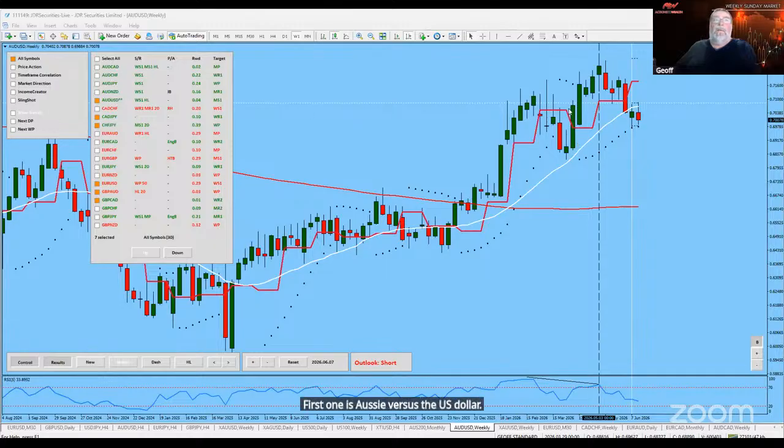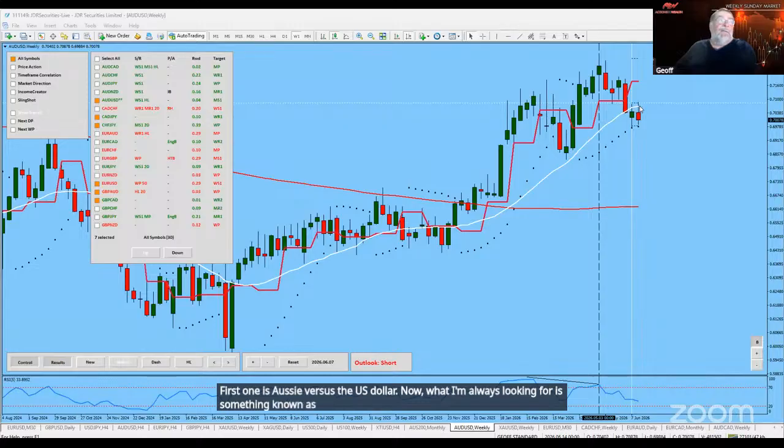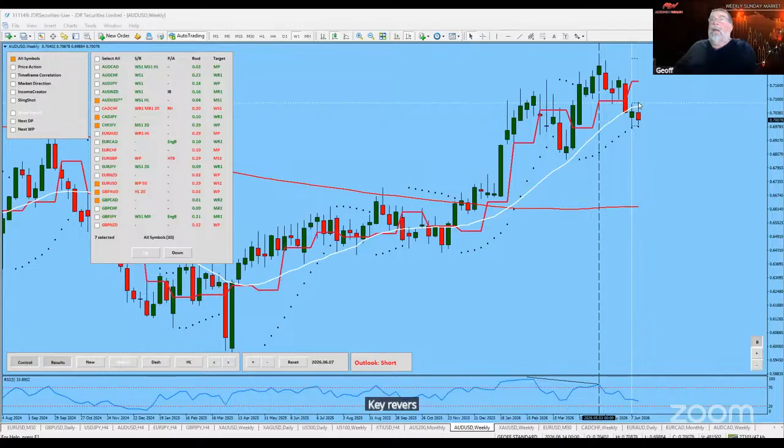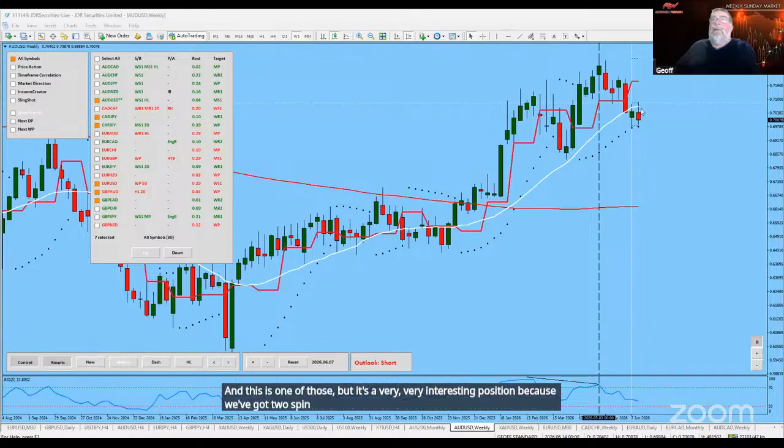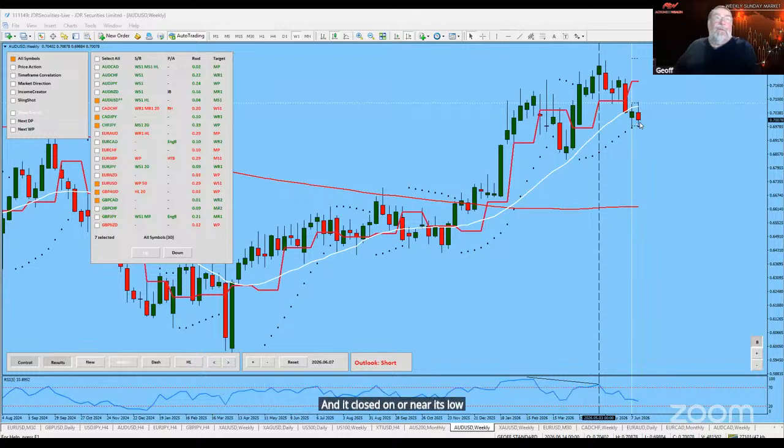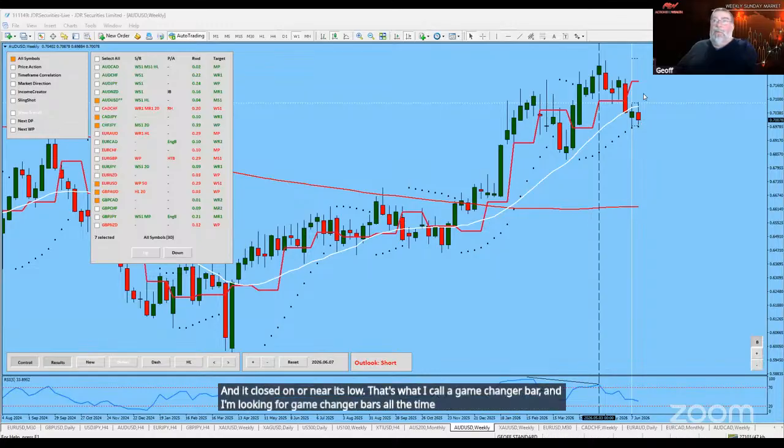Now, what I'm always looking for is something known as a key reversal bar. And this is one of those, but it's in a very interesting position because we've got two spinning tops back to back here. The definition for mine of a key reversal bar is a bar whose high is higher than the previous and it closed on or near its low. That's what I call a game changer bar, and I'm looking for game changer bars all the time, especially on the weekly chart, to give me a directional bias throughout the week.